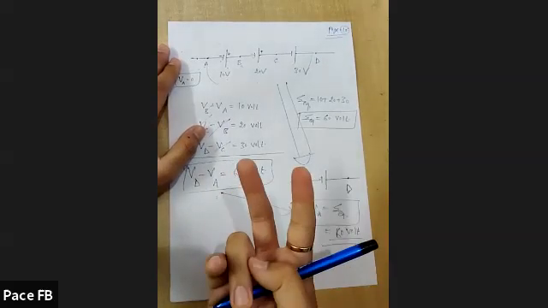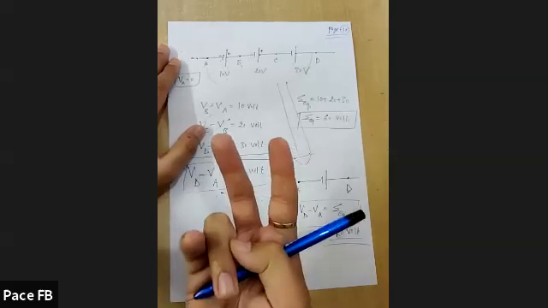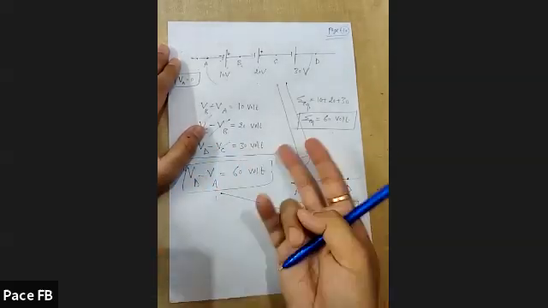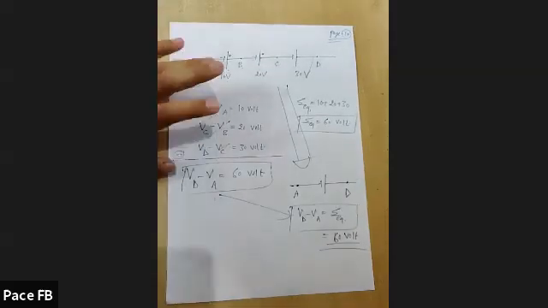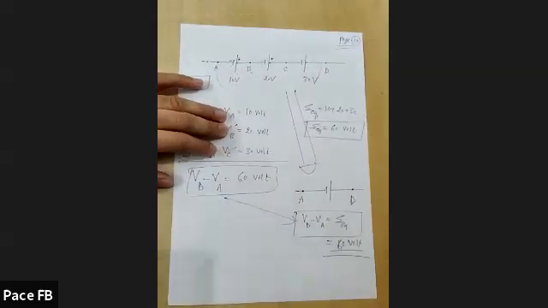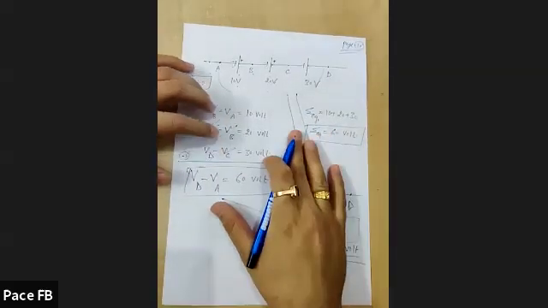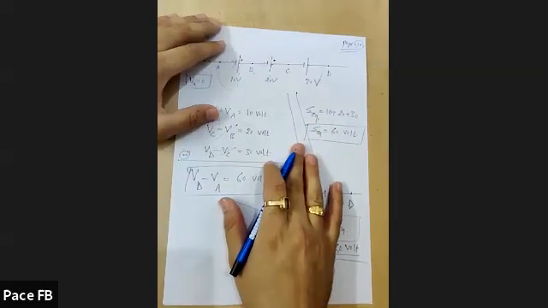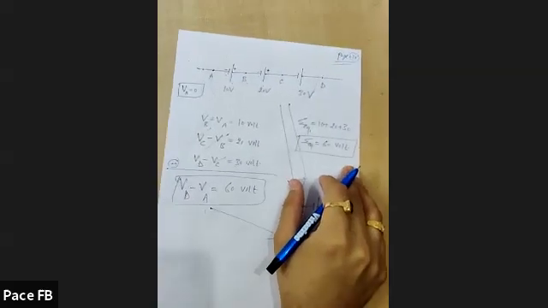But if two negative terminals and two positive terminals are connected, then it means they are opposing each other. So there you will take one negative sign. We will solve many questions. After solving those questions, your doubts will get cleared. Please wait for some time. Don't make any confusion. Okay.